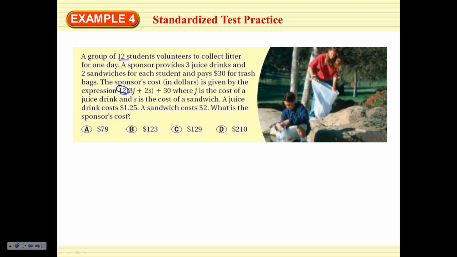Hopefully you understand that that is the number of students. 12 students are going, and they are getting 3 juice drinks and 2 sandwiches per student. And then this 30 right here represents the cost of the trash bags. Okay? A juice drink costs $1.25. A sandwich costs $2. What is the sponsor's cost? So evaluate this expression, 12 times 3J plus 2S plus 30.